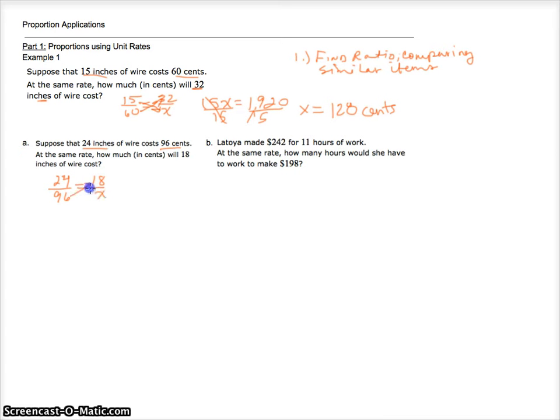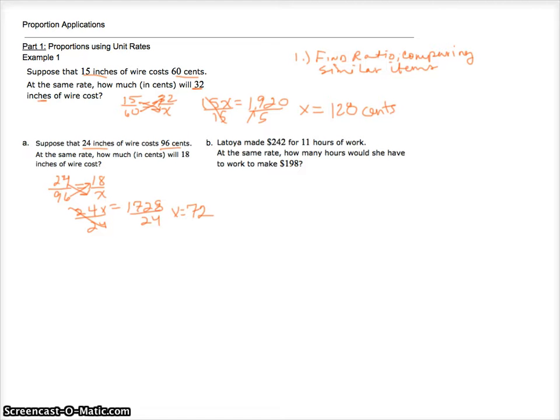So here again, I'm going to cross multiply. So I get 24x equals 18 times 96. And that gives me 1,728. Here we're going to divide by 24 on both sides. X is going to give me 72.